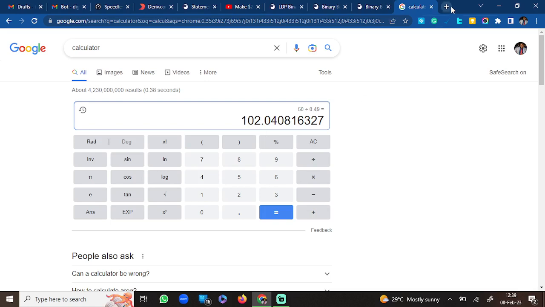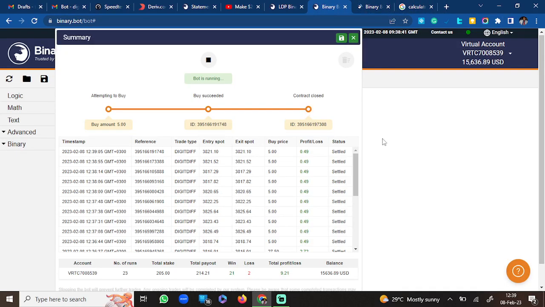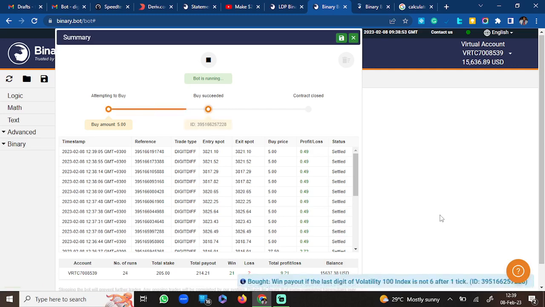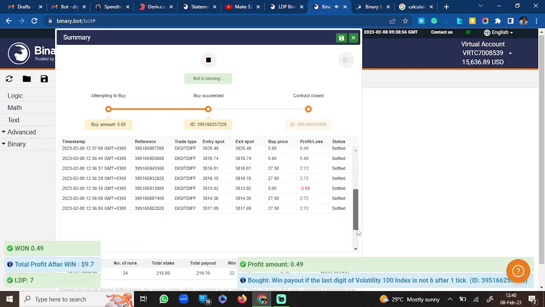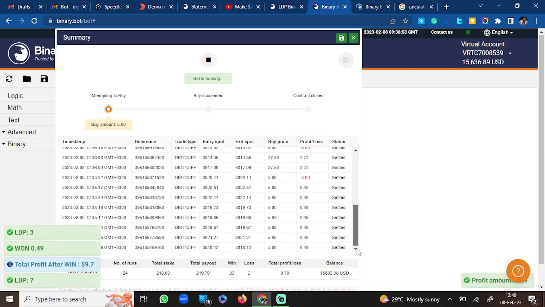So let's go back to our board. We are at $9 with only 2 losses. Those are 23 runs. So you can see this kind of a board is going to give you a lot of wins. You're going to experience so many greens. That's a win. It predicts based on the last digit.